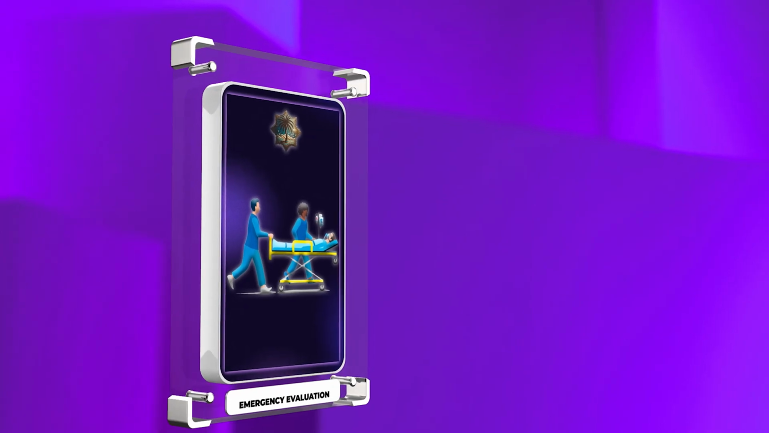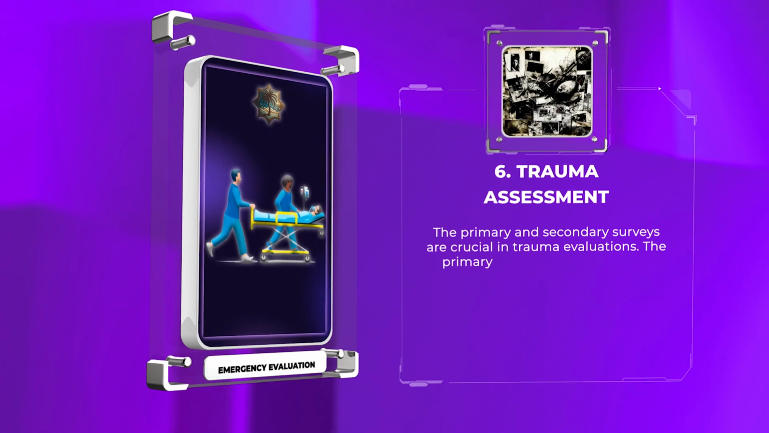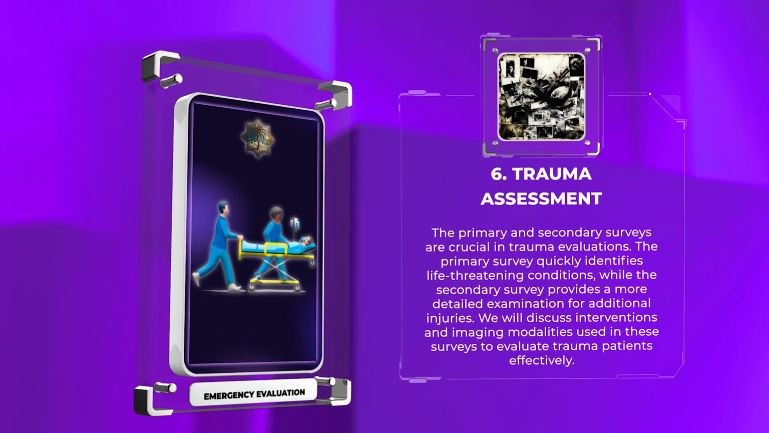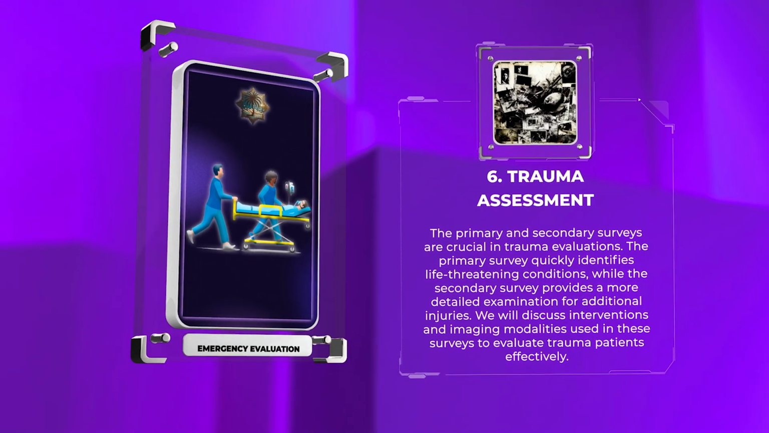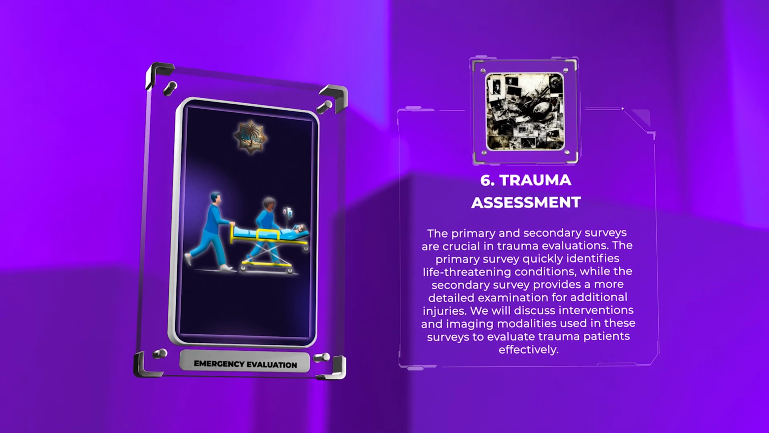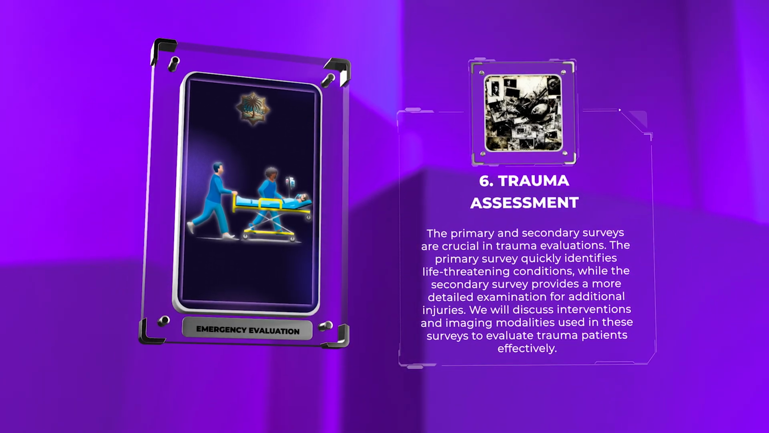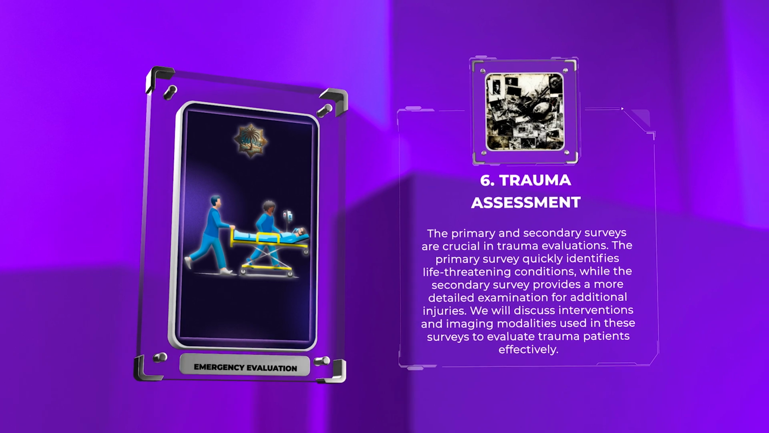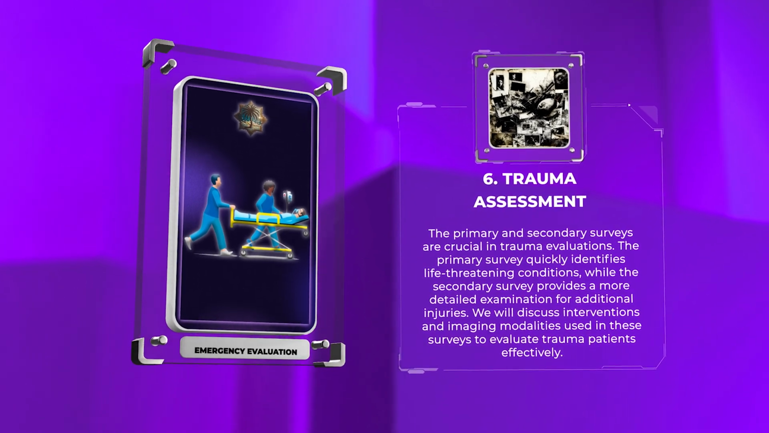The primary and secondary surveys are crucial in trauma evaluations. The primary survey quickly identifies life-threatening conditions, while the secondary survey provides a more detailed examination for additional injuries. We will discuss interventions and imaging modalities used in these surveys to evaluate trauma patients effectively.